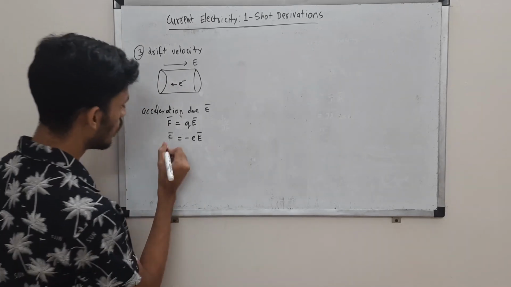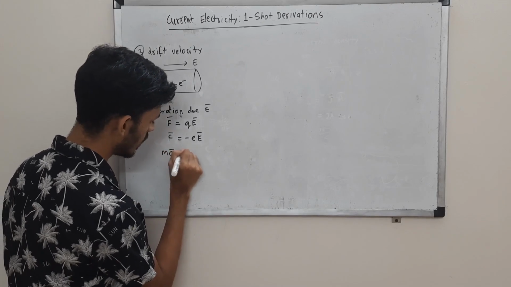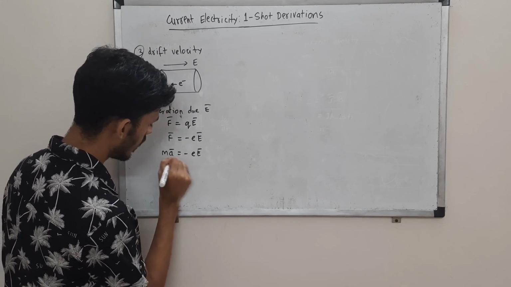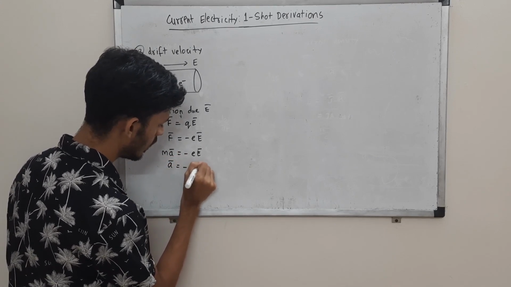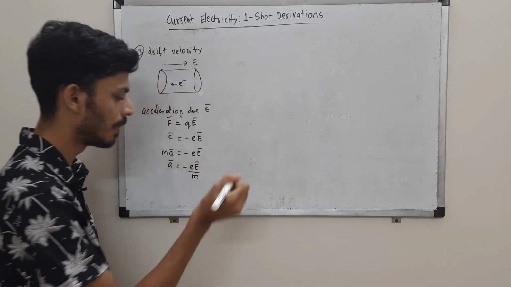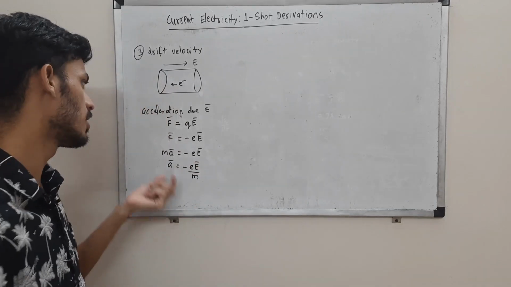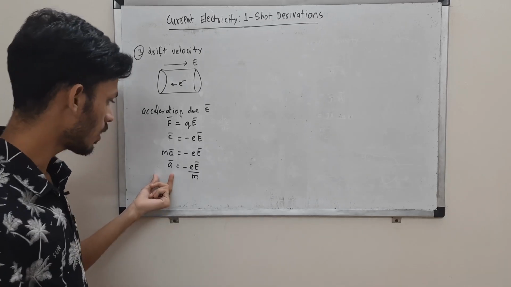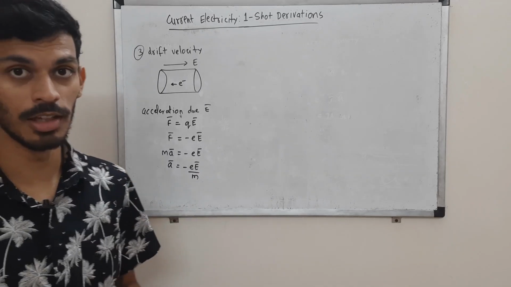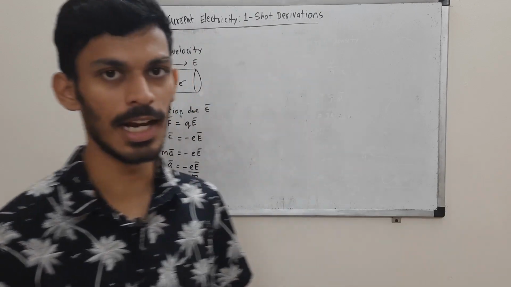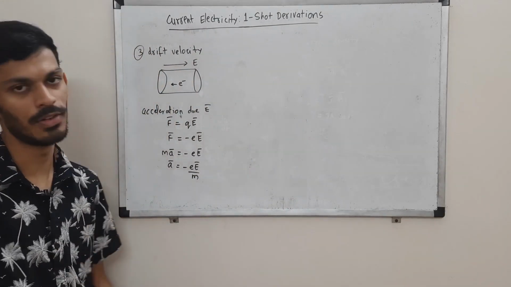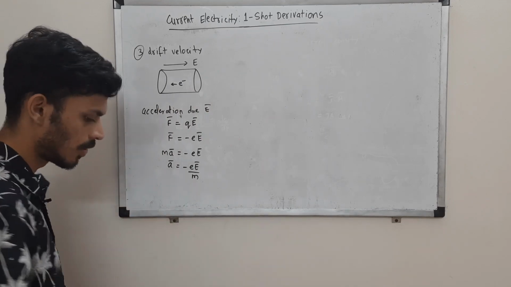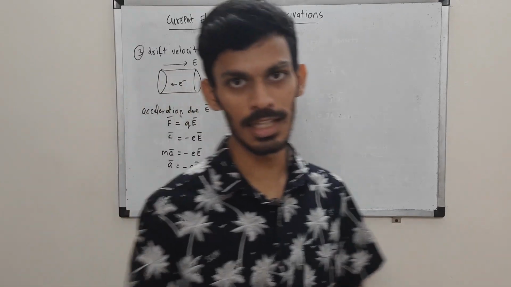Now we can say that force can be written as mass into acceleration, right? And this will give you eE, right? So acceleration will be given as minus eE by m, capital E by m. Okay, so since force is opposite, acceleration is also negative. So this is the acceleration on the charged particle, on the electron inside the conductor, due to the electric field which is present due to the battery voltage. So this is your expression for acceleration, right?